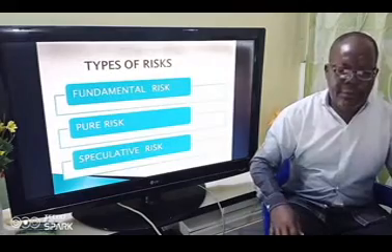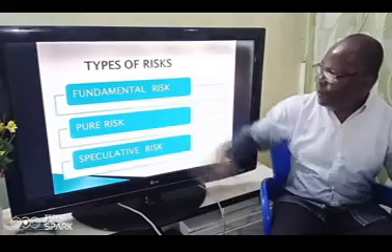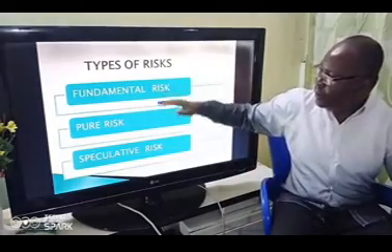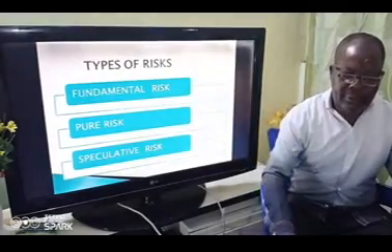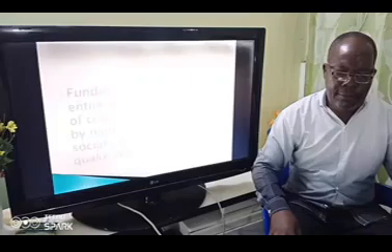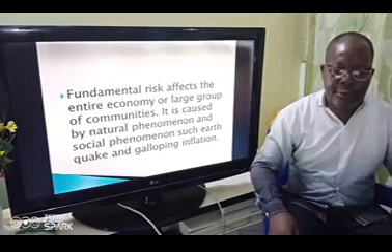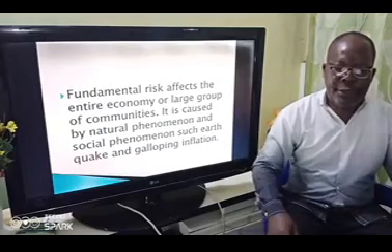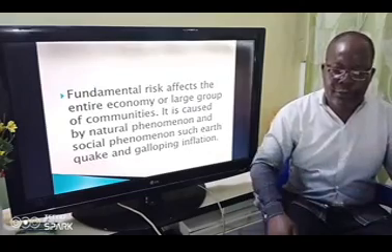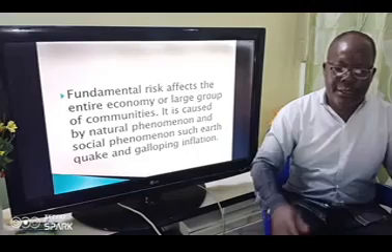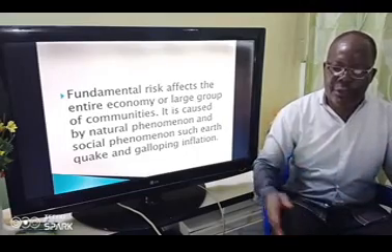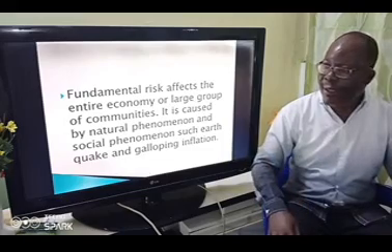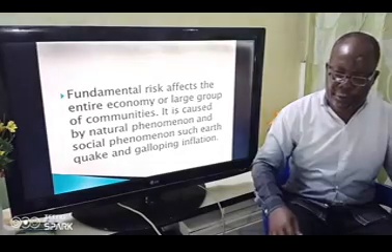What's more, types of risks. The first one is fundamental risks, pure risks, and speculative risks. What is fundamental risk? Fundamental risk is a risk that affects the entire economy or a large group of communities. It is caused by natural phenomena and social phenomena such as earthquake and galloping inflation.